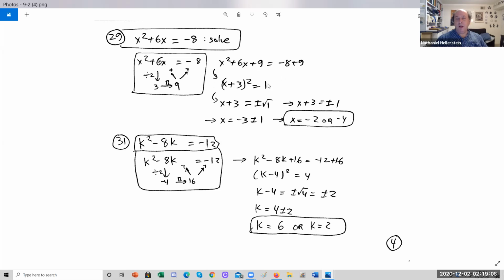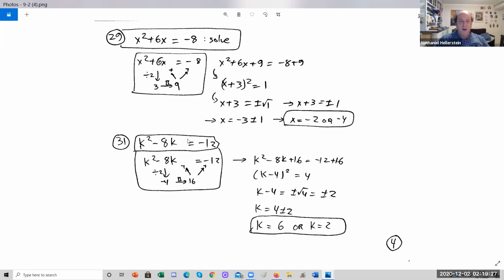Okay, great. We have it down to something we can solve by square roots. Take square roots and get x plus 3 is plus or minus root 1. That's x plus 3 equals plus or minus 1. Subtract 3 and get x equals -3 plus or minus 1. That's x is -2 or x is -4.